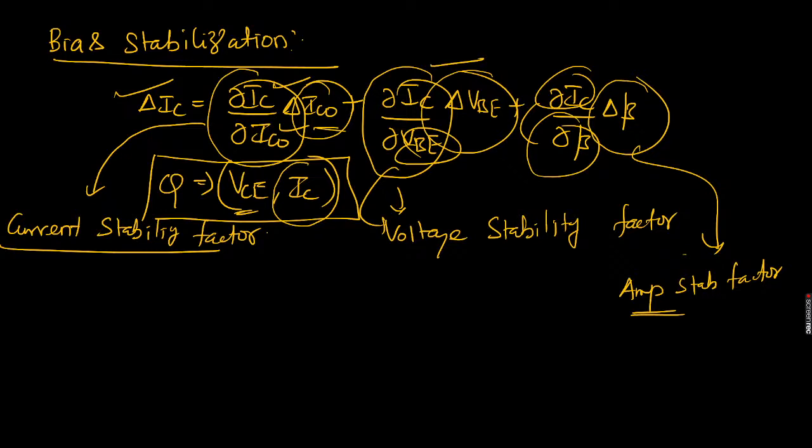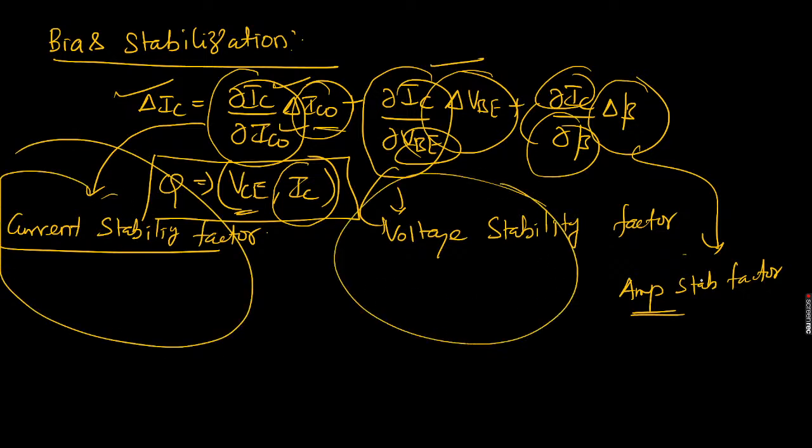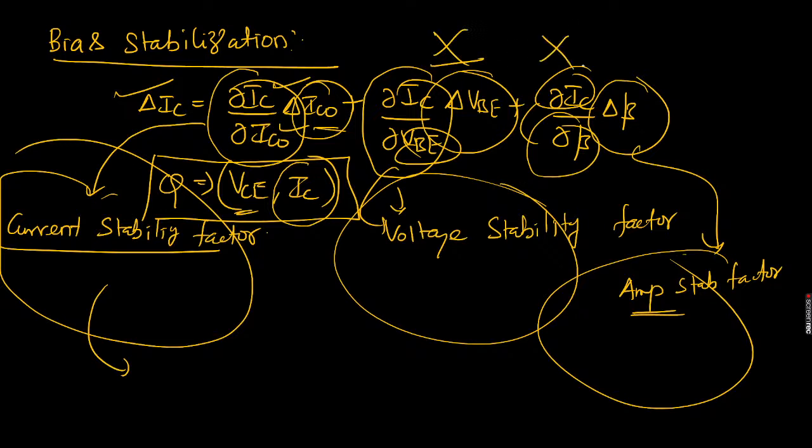Fine sir. So here, among these three we have seen now, which term is most significant? The most significant term is the current stability factor. So we have discussed 3 terms: current stability factor, voltage stability factor, amplification stability factor. Out of these 3, the most highly sensitive, significant factor that affects our transistor is the current stability factor. So we can neglect the other two terms. We need to keep our attention on the first term, that is the current stability factor.